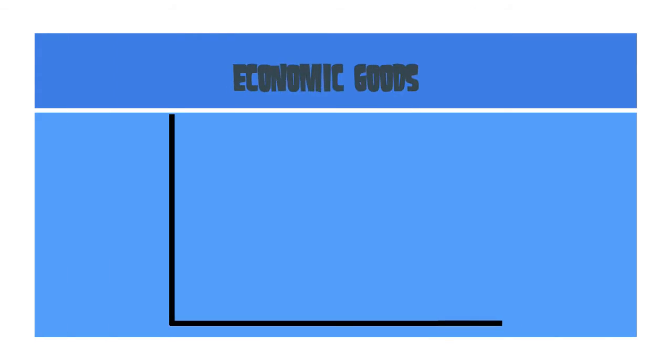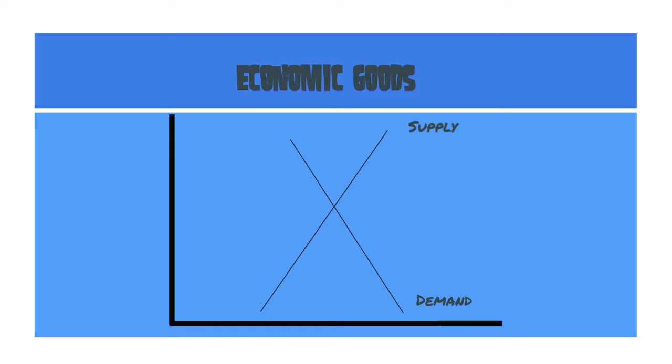The graph representing an economic good is pretty simple. You just draw it like you normally do, a downward sloping demand curve and an upward sloping supply curve. Voila, simple as that.